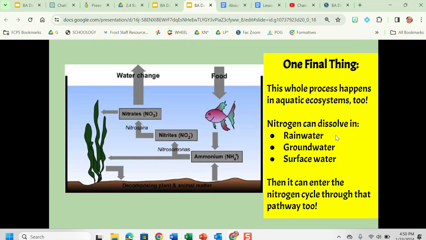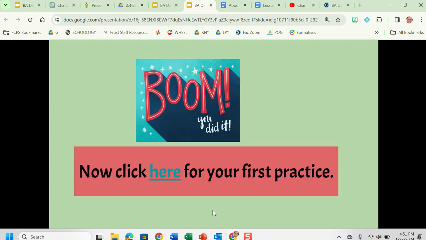One final thing, this whole process happens in the water as well, in aquatic systems, so don't forget about that. Nitrogen and nitrogen compounds can dissolve in rainwater and in groundwater and in surface water. Then we can end up with our nitrogen cycle happening in and out of the water as well.